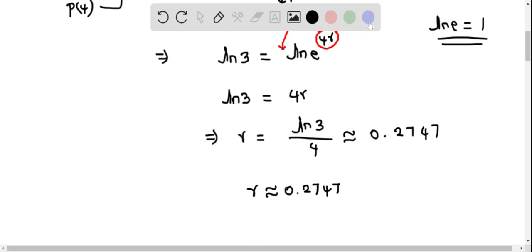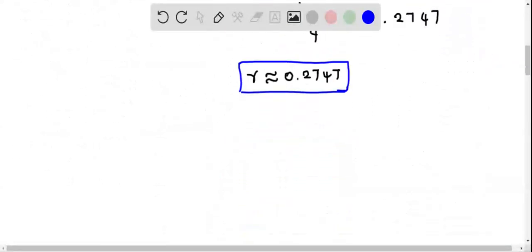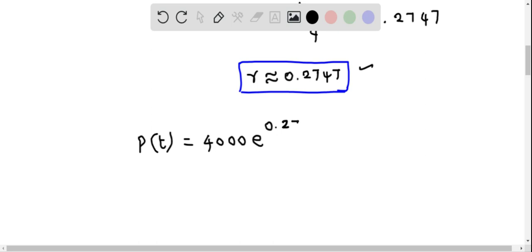So we have determined that r is approximately 0.2747. We can plug this value of r into the equivalent exponential model. So I'm going to do that. Therefore, we get P of t, the equivalent exponential model, equals P naught, which is 4,000, times e raised to the power of rt. r is replaced by this quantity, that is 0.2747 times t. So it is 0.2747t. So this is the equivalent exponential model.